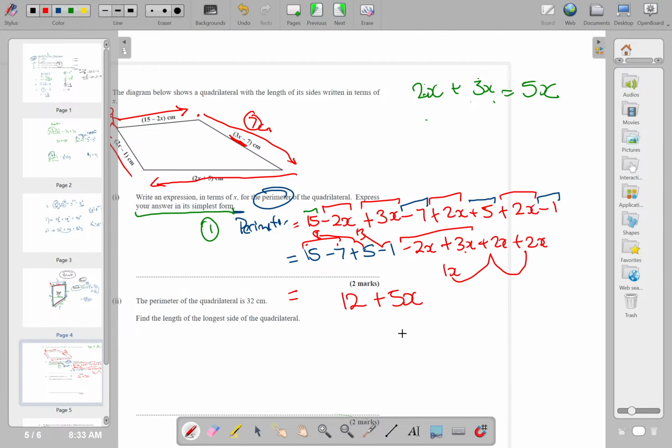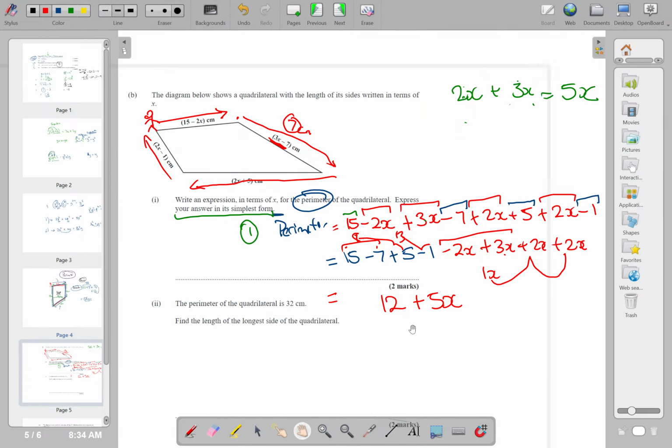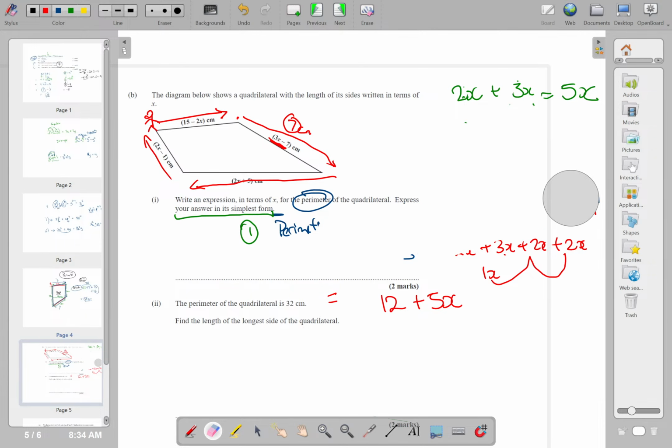Let me audit myself and make sure I never make a little mistake, but it looks good to me. So remember here, perimeter, take my stick man on a journey around the shape, please. It doesn't just mean some of the sides. It means I need to go around the shape. So now we get the perimeter. This is 2 marks. CXC said they want it in the simplest form, and I'm giving them in the simplest form. So perimeter equals 12 plus 5x.